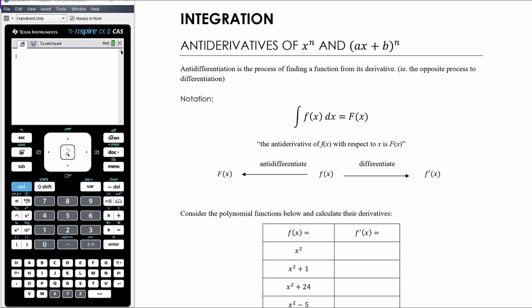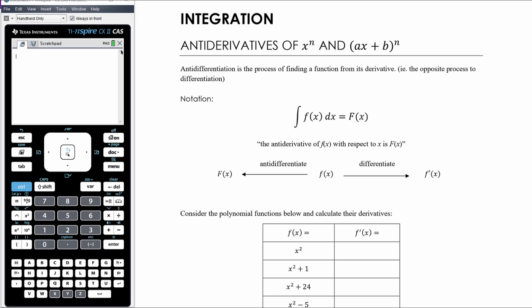to the power of n, and we're also going to look at ax plus b, all to the power of n. So what we want to think about throughout this entire topic as we're establishing all our rules is how we use what we know about derivatives to then make inferences for antidifferentiation or for integration. But before that, let's just check on some notation.